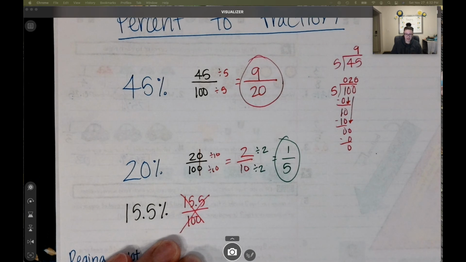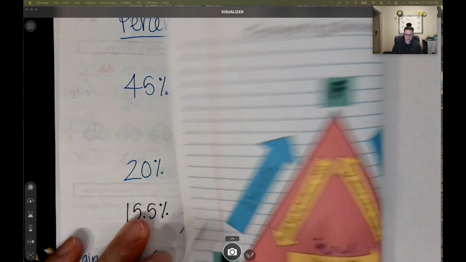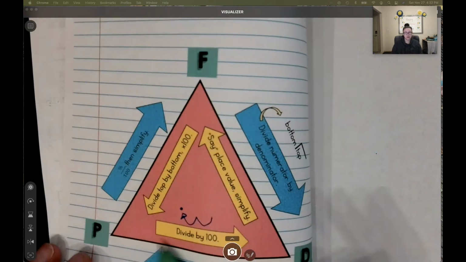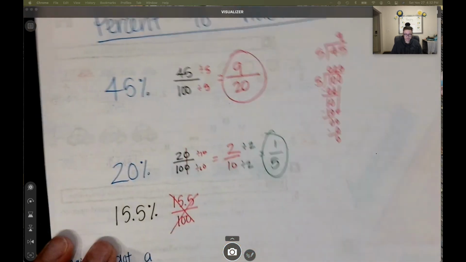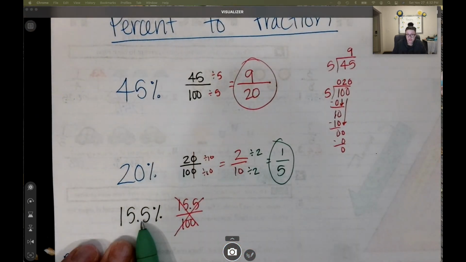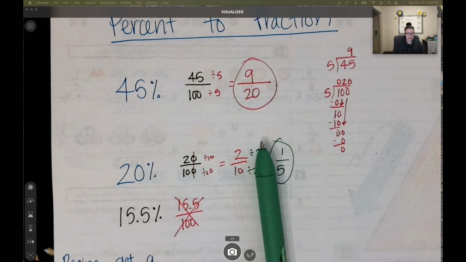So now is when we really have to go from that percent to the decimal. We need to go from that percent to the decimal first. How do I go from a percent to a decimal? Anybody remember?